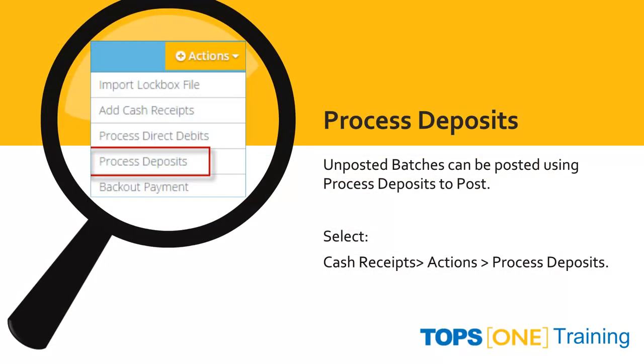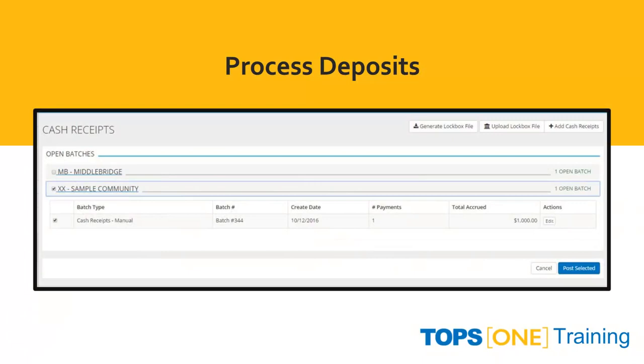The AR Activity screen also includes, under Actions, the option to process deposits. Unposted batches can be posted using Process Deposits. The Process Deposits screen will open. For cash receipts, you can open batches by indicating them. Under Actions, you can edit on the right-hand side, verifying each as you go. You are able to cancel or post.